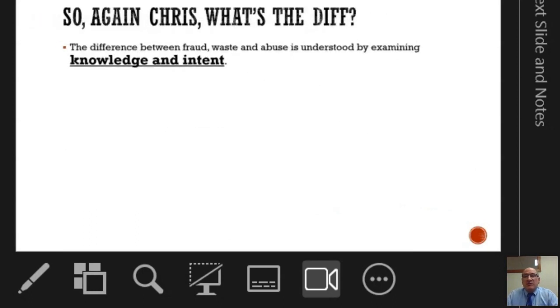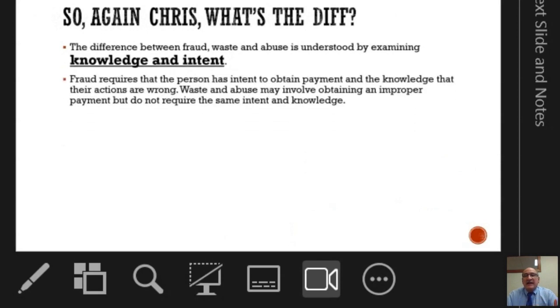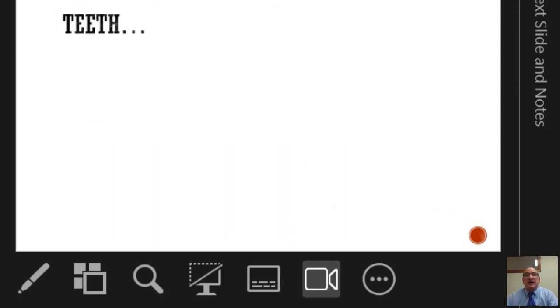So one more time, Chris, what's the difference? Knowledge and intent. That defines what fraud is. And it's really one of those things that could become a criminal event if it's shown to be something done with knowledge and intent to defraud the government, be it state or federal. So fraud requires that a person has the intent to obtain a payment and the knowledge that the actions are wrong. So that's really what it's about: people do these things knowing they're trying to fleece our taxpayer dollars.